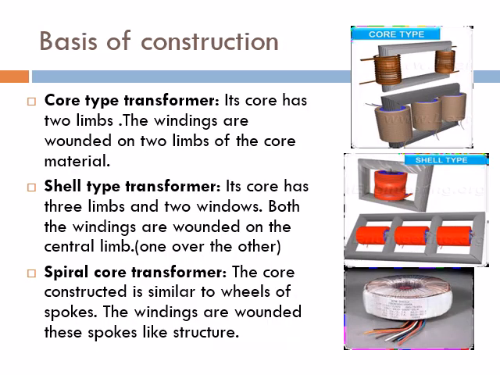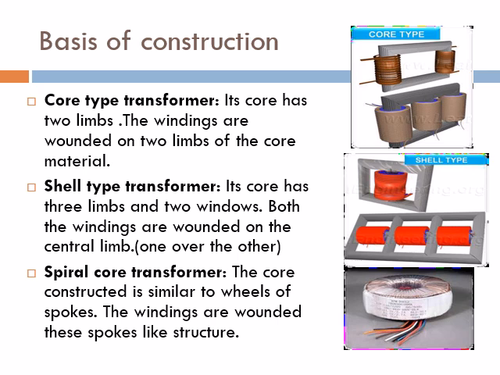One by one we will get into the types. First is on the basis of construction: core type transformer, shell type transformer and spiral core transformer. A core type transformer has two limbs, and the coil is wound on the two limbs. That is the core type transformer.